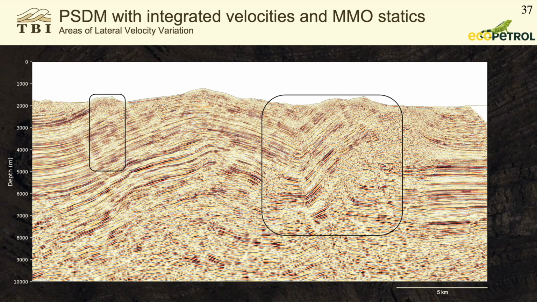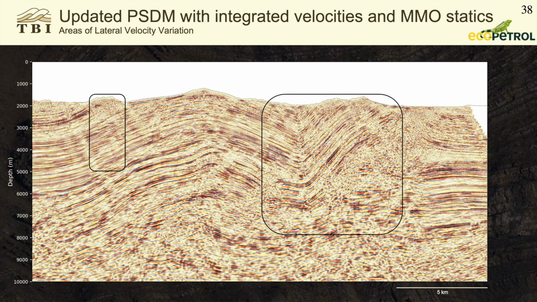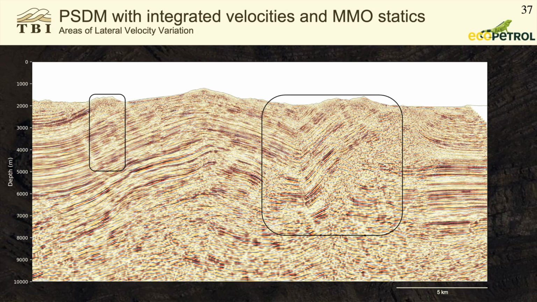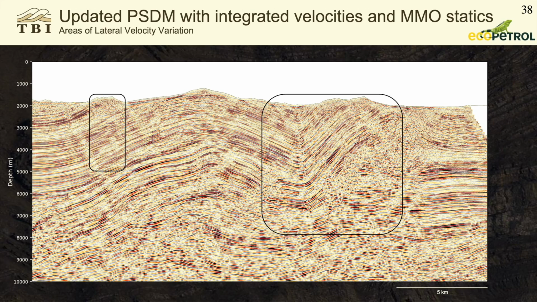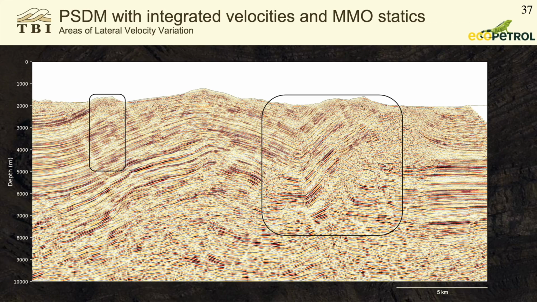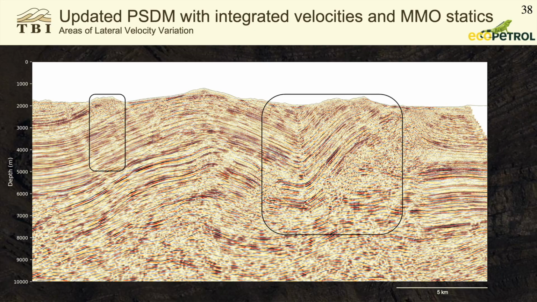Just want to focus in on some of the areas. Again, these are areas where we see lateral velocity variation, where we expect the MMO statics to improve based on the MMO correction. You can see we have better event continuity in the box on the left, and the syncline and fault plane structure in the box on the right have improved more dramatically with this revised interpretation and velocity model update.